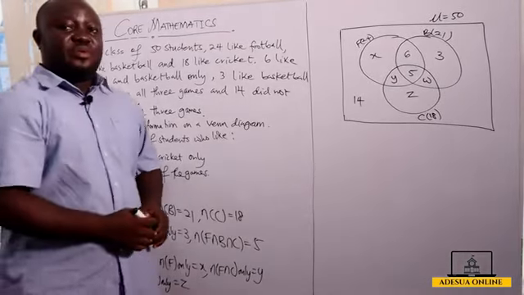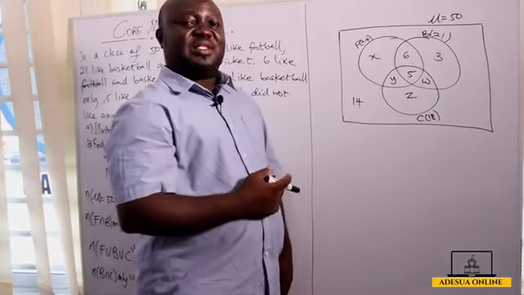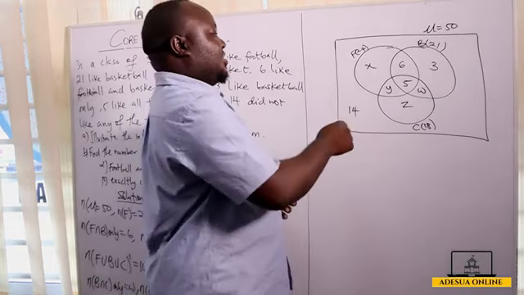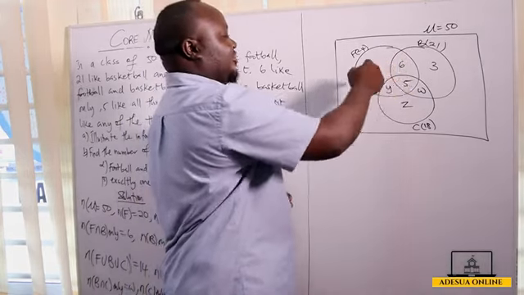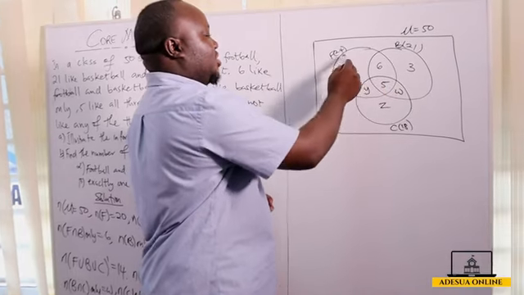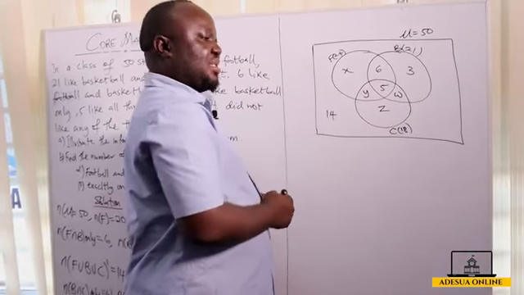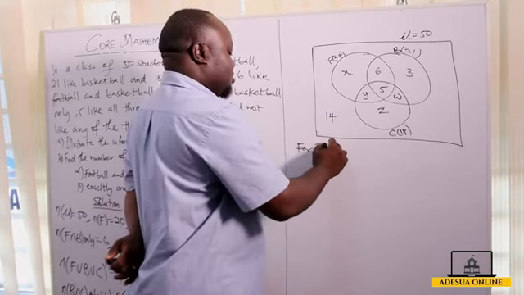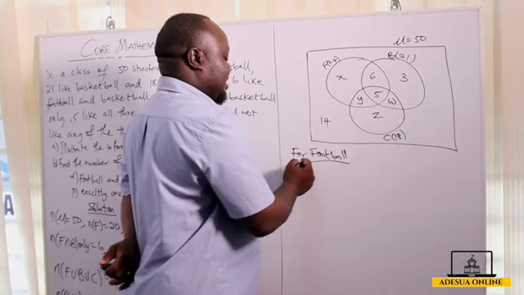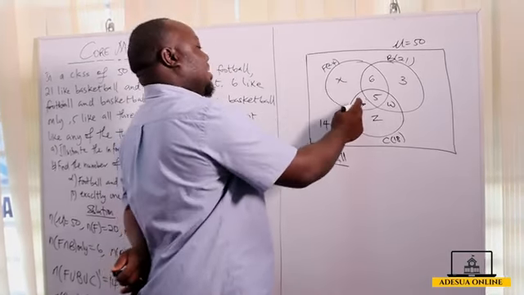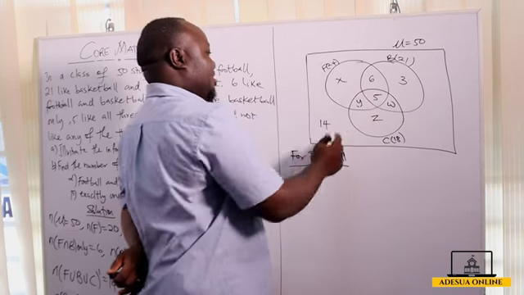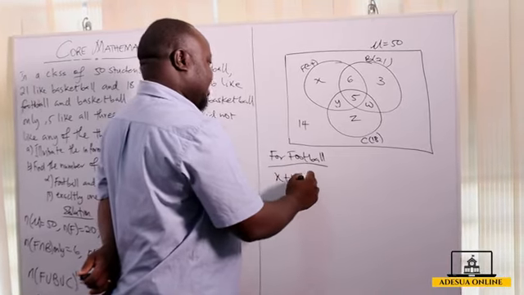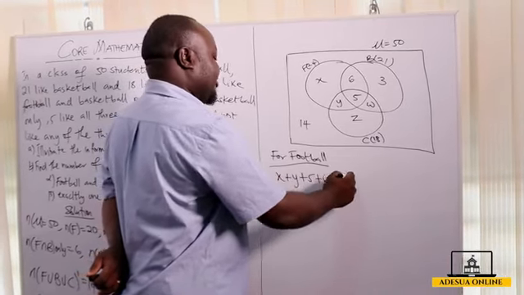Now, from the lesson we learned previously, we learned that for any category of games, in this case, let's say football, everything in here should be equal to 24. So we are going to pick each category. So for football, we are going to say that x plus y plus 5 plus 6 should be equal to 24.